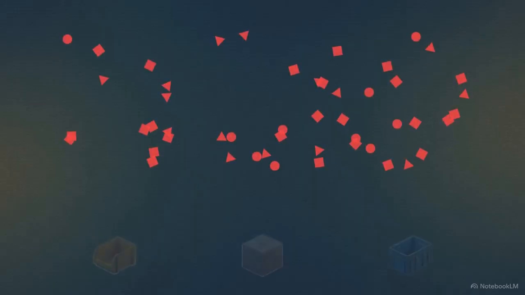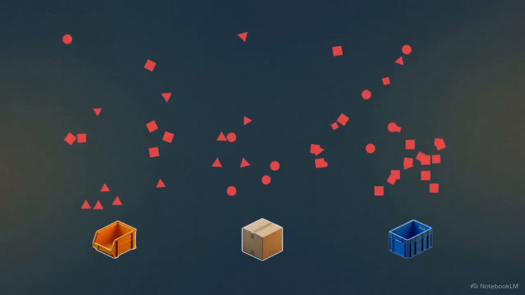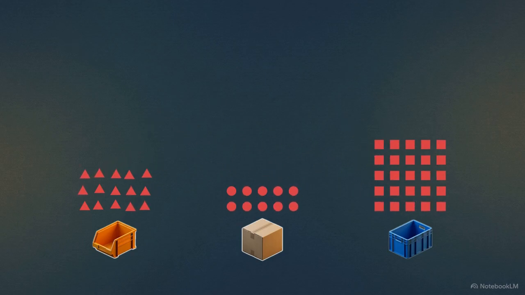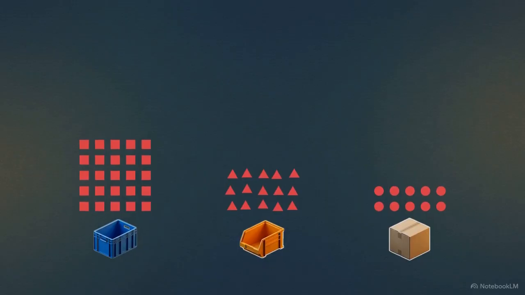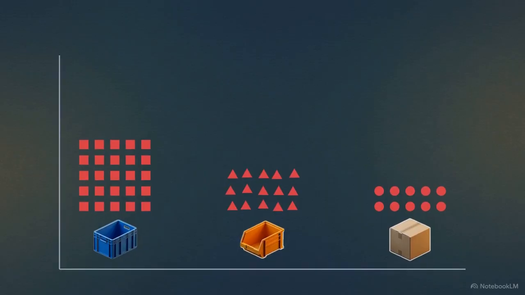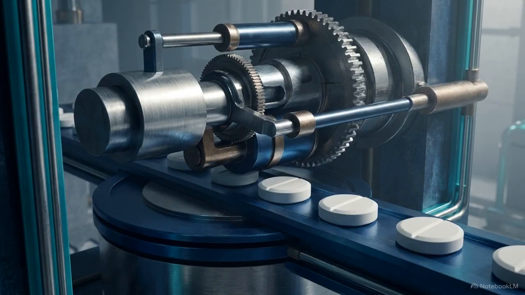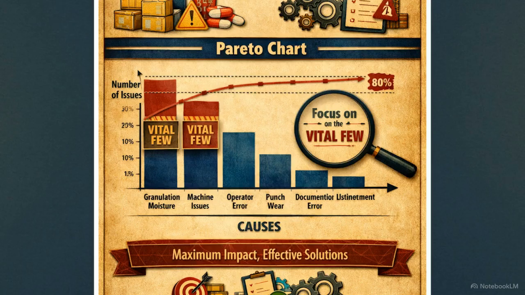To actually find those vital few, you have to organize your raw data. That means defining the problem you're tracking, collecting the frequency of those occurrences, grouping them into distinct categories, and then ranking them. Let's look at a concrete example. Suppose a facility records exactly 100 deviations in their tablet compression process over a given quarter. This chart shows exactly how deviations break down.